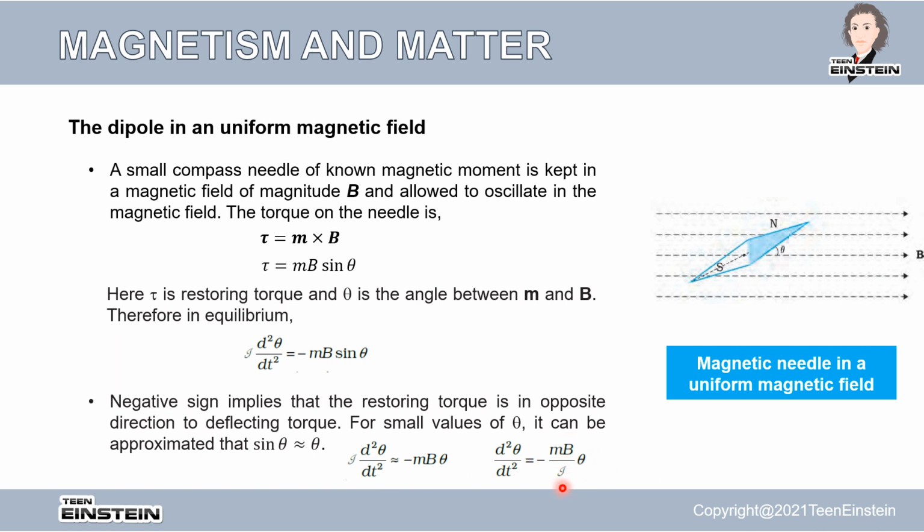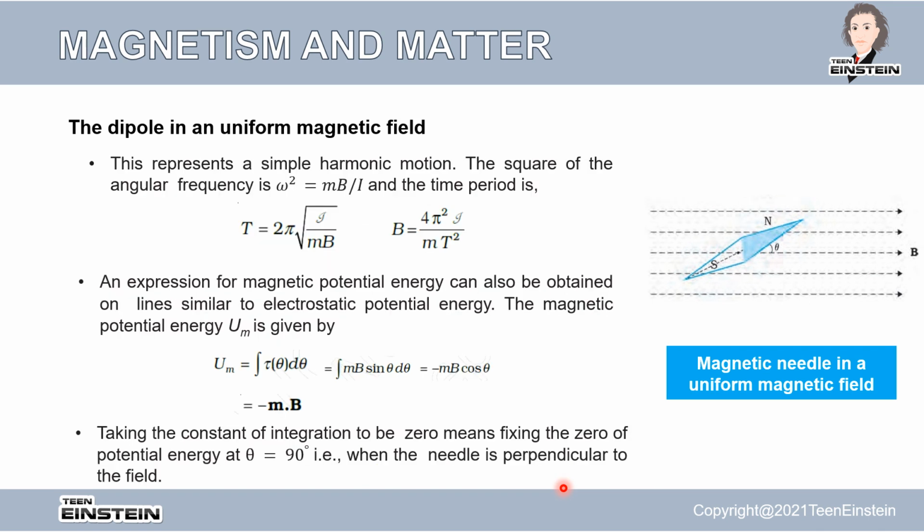So this is similar to d²x/dt² equals minus (k/m) into x, which is nothing but the simple harmonic motion equation. If we relate to that and find out what omega squared is from the previous equation, we get omega squared equals mB by I, I being the moment of inertia here. From omega we can get the time period, which is T equals 2π into square root of I by mB. Now from this time period we can rearrange this and find out the magnetic field. So the magnetic field is B equals 4π² I by mT².